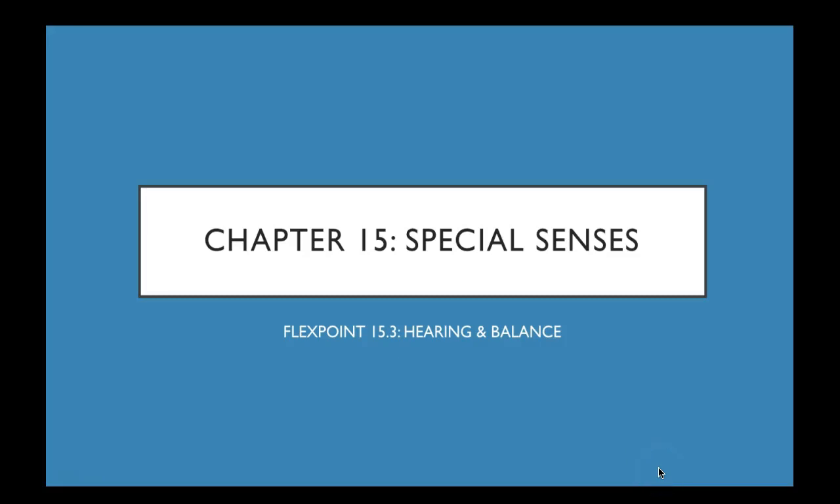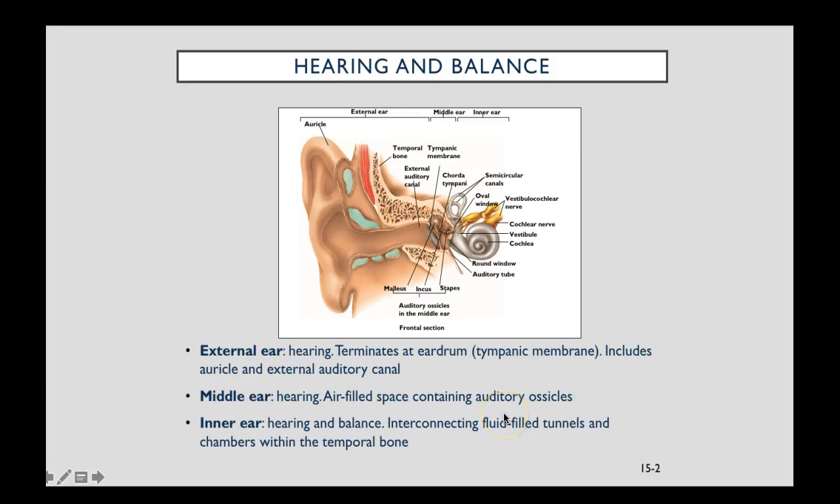Welcome to Chapter 15 on our special senses with our flex point on hearing and balance. First we're going to divide the ear into three different regions. We have our external ear, which will assist with hearing. It starts at the auricle, also known as the pinna, where sound waves are going to funnel through into our external acoustic meatus and end at our eardrum, also known as the tympanic membrane.